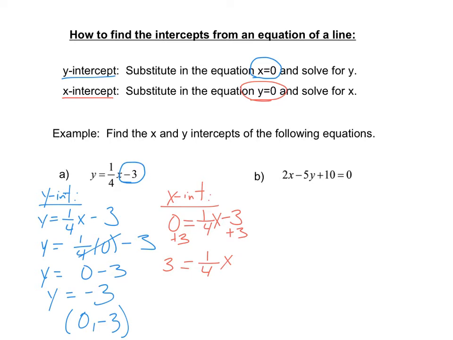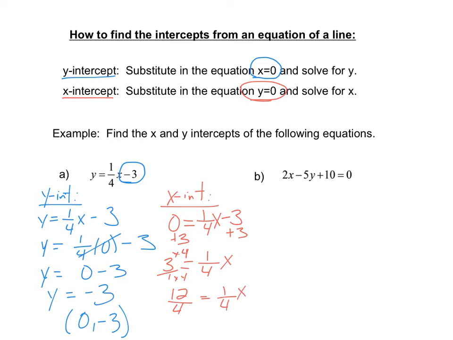Well, you might want to start by finding a common denominator. That's what we were doing before. So this is like 3/1. To make it a common denominator of 4, we're going to have to multiply the top and bottom by 4. So that gives us 12/4 equals 1/4x.